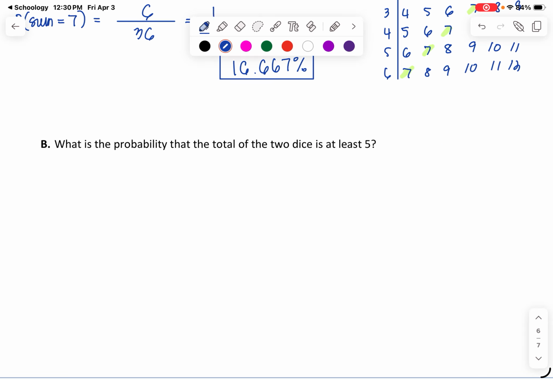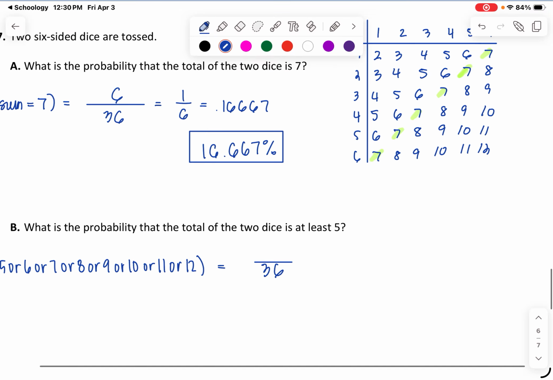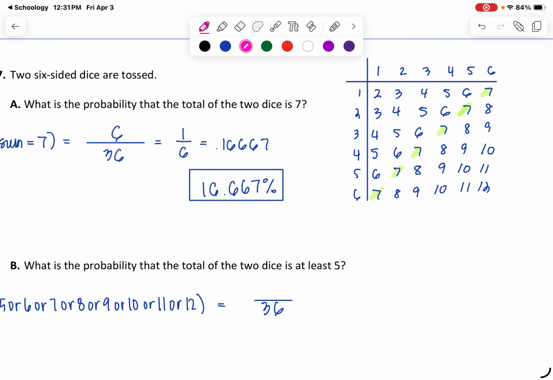What's the probability that the total of the 2 dice is at least 5? So this is 5 or 6 or 7 or 8 or 9 or 10 or 11 or 12. Once again, we know that there's 36 outcomes. All right, so what's the probability that it's at least 5? So here is everything to the right of this diagonal line here. I could count up, or I can count the ones that are not, or the less than.